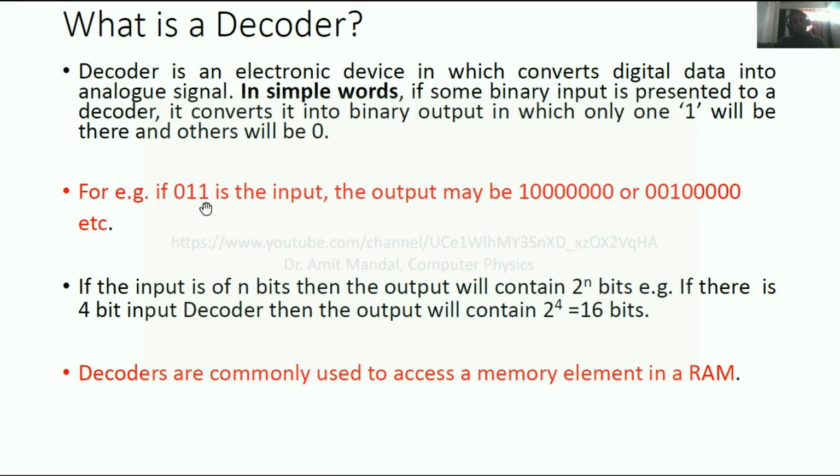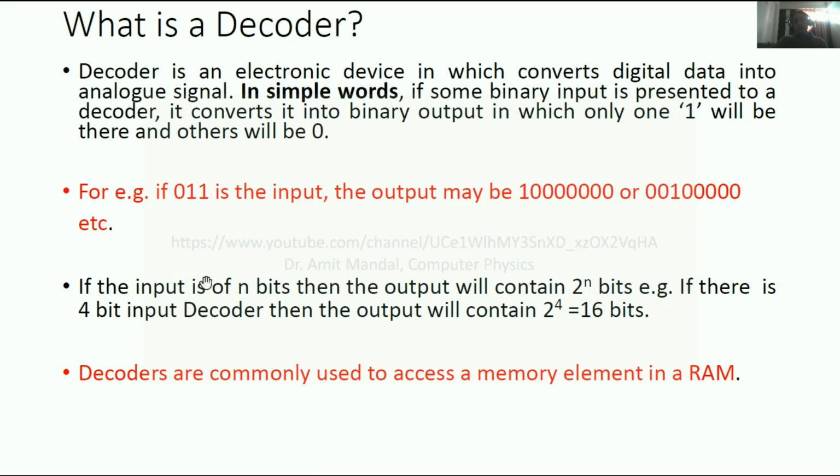Suppose I say to the decoder the input is 011. This is binary data. So the output can be 1 0 0 0 and then 4 more 0s, or 0 0 1 0 0 0 and then 2 more 0s. So what we see is that in the output there is only one high, or one. The rest are all 0.